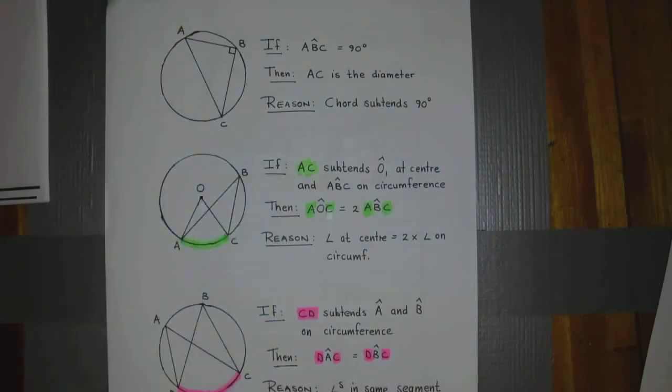It doesn't have to be a line. The line doesn't have to be drawn. By the way, if there's no line, you can draw it in. That's the nice thing. You can construct a chord.